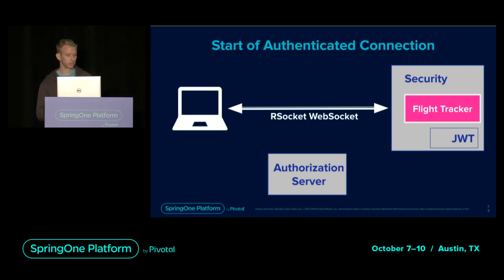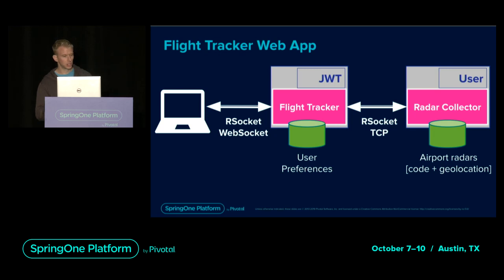And then, again, at connection time, it will associate that JWT with the connection, and it can be used for authorizations going forward. And here's just kind of the big picture of what everything's going to be doing on the security side. We have the JavaScript application, and it's connecting to Flight Tracker, which is using JWTs on a per-user basis. But again, it's a connection per user. And then the Flight Tracker is doing a single connection to Radar Collector using a super user for authentication and authorization.